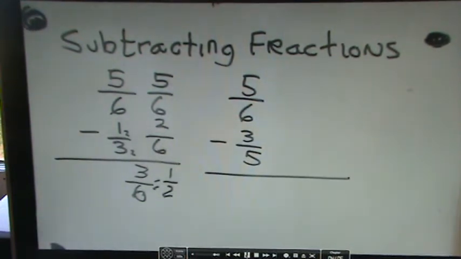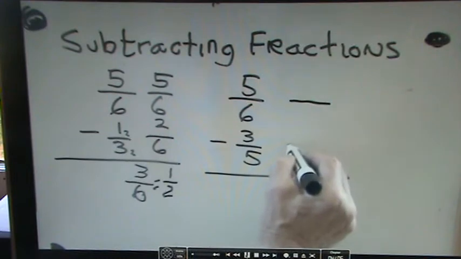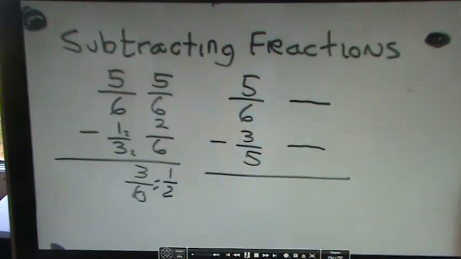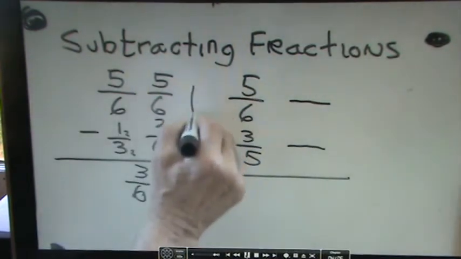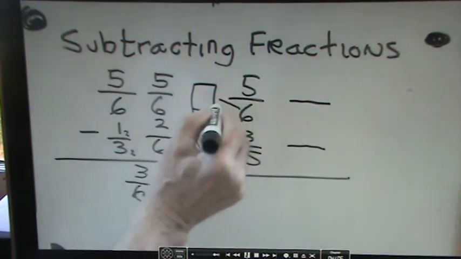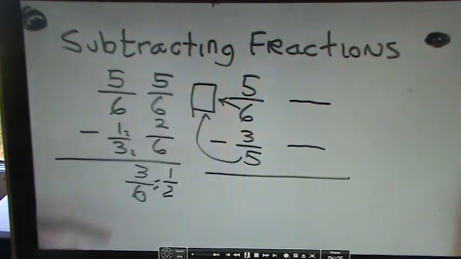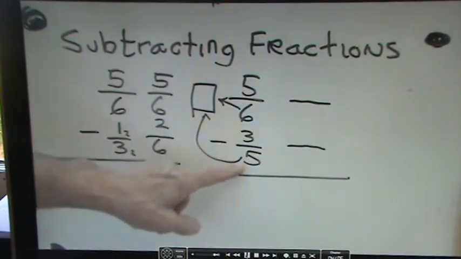Let's take a look at the second problem. 5/6 minus 3/5. Well, the denominators are different, so we may have to rename one or maybe both of these fractions. So we're looking for a number that 6 will go into evenly, and 5 will go into it. Well, as you know, we'll start with 6. Well, 6 goes into itself evenly, but 5 does not.